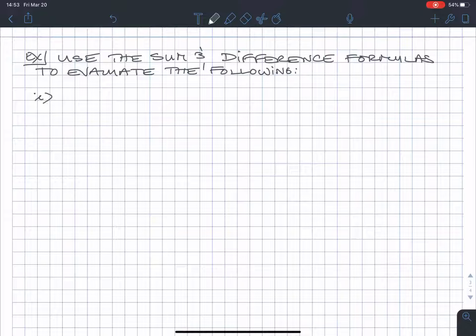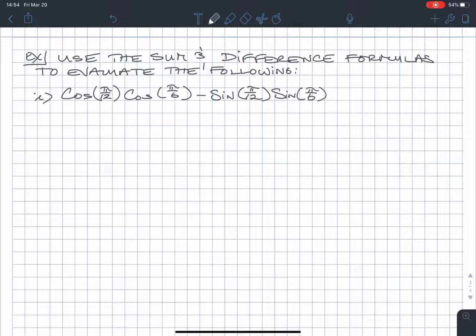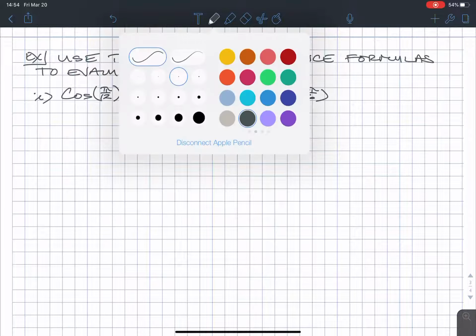Okay, so number one, let's do cosine of pi over 12, cosine of pi over 6, and then minus sine of pi over 12 times sine of pi over 6. That's a 6. It doesn't look like a 6, but it's supposed to be a 6. Okay, so let's recall.